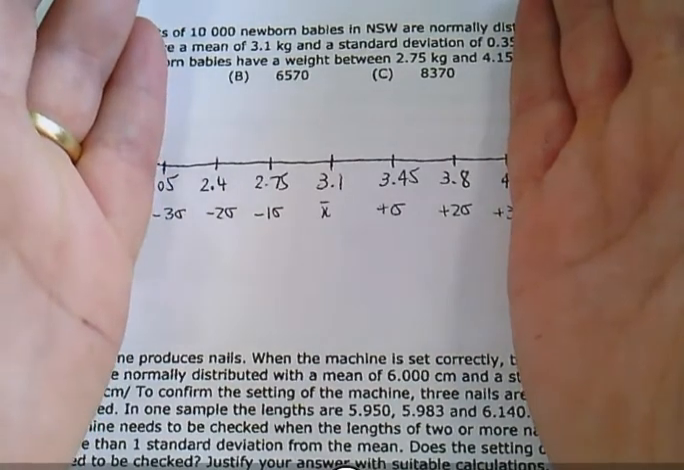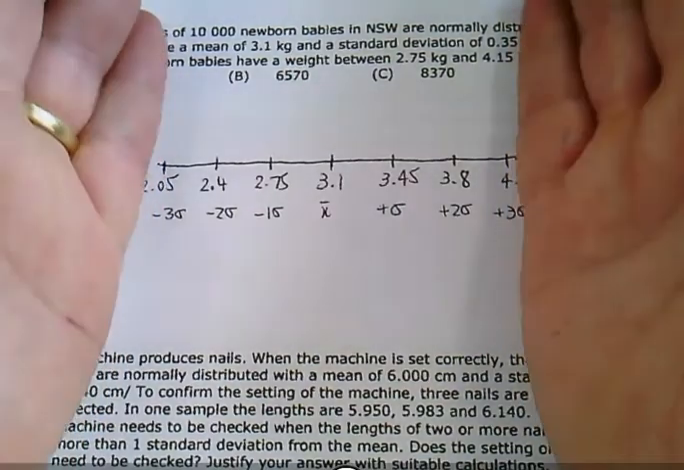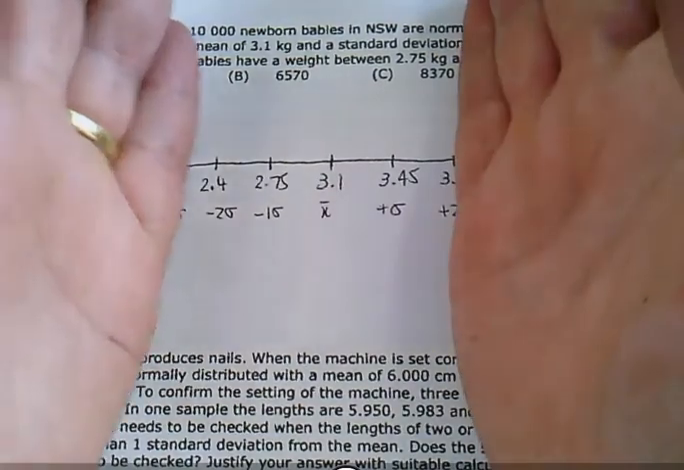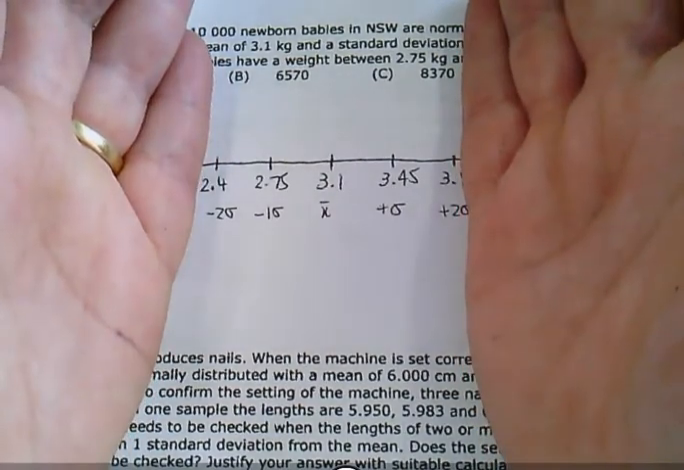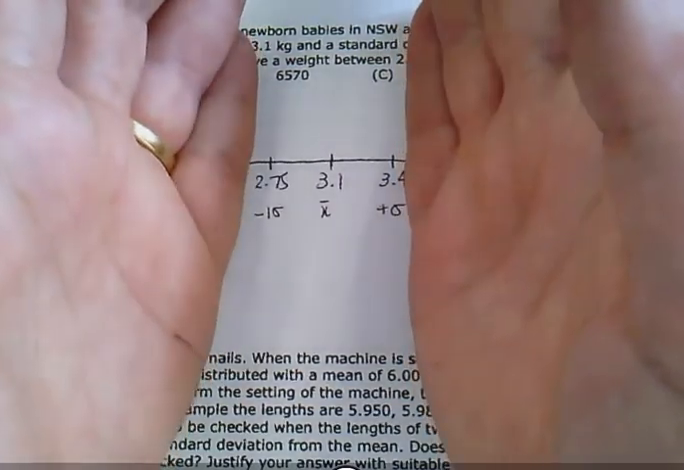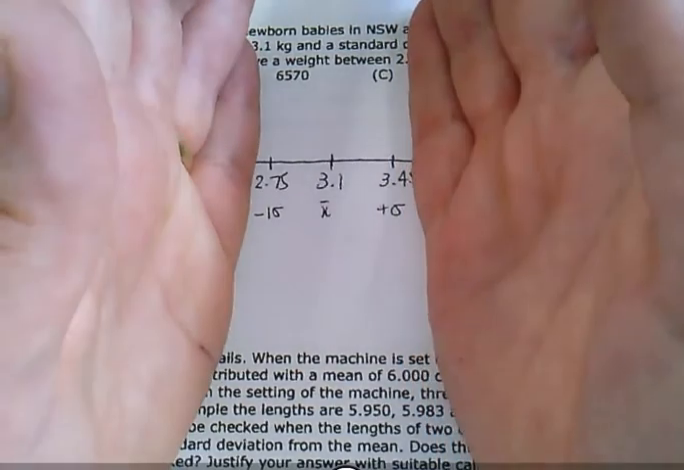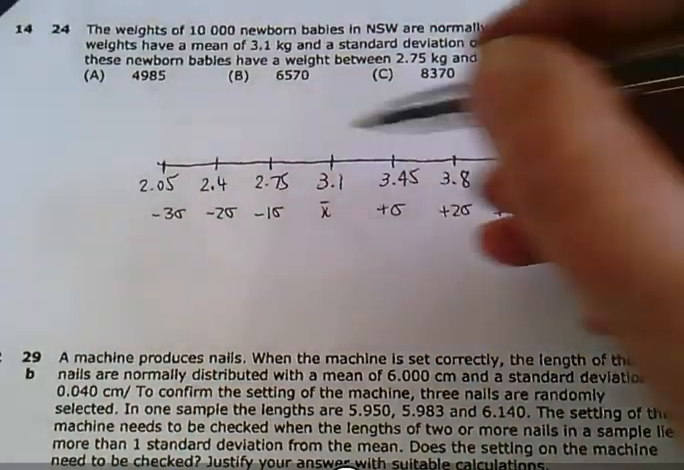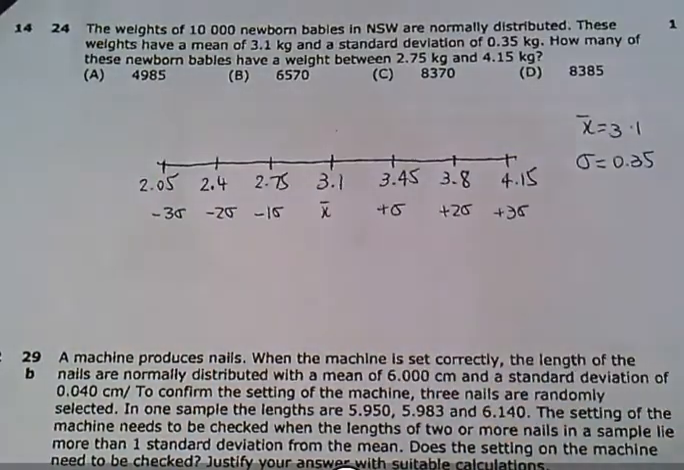When you look at that graph, you know 99.7% of the scores lie between 2.05 and 4.15. 95% of the scores lie between 2.4 and 3.8. 68% of the scores lie between 2.75 and 3.45. Half of the scores lie below 3.1, and half of the scores lie above 3.1.